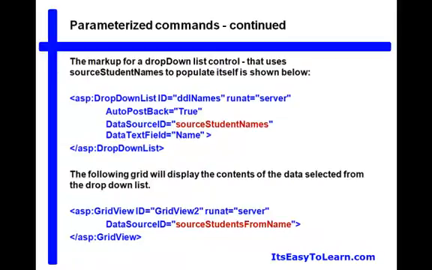So, drop-down list DDL names has source student names. Source student names will fetch all the names from the student table in the studentDB database. And the grid has the data source ID as source students from name. So whenever a change happens on the drop-down list, it affects the data source students from name, and that is how the data is changed in the details. The drop-down list DDL names is the master and the grid view 2 is the details.